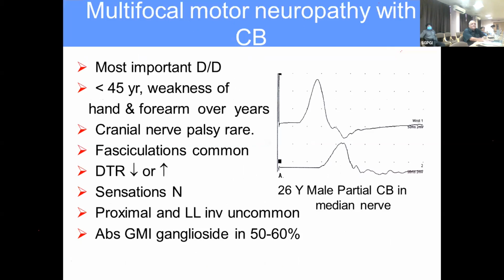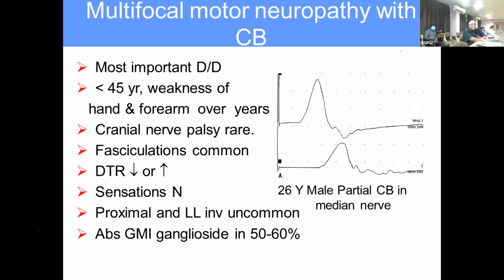Multifocal motor neuropathy with conduction block is seen. We all know that we have to stimulate more proximally and detect a conduction block. And if we can detect conduction block, maybe IVIG or plasmapheresis will help. Otherwise, they look very similar.